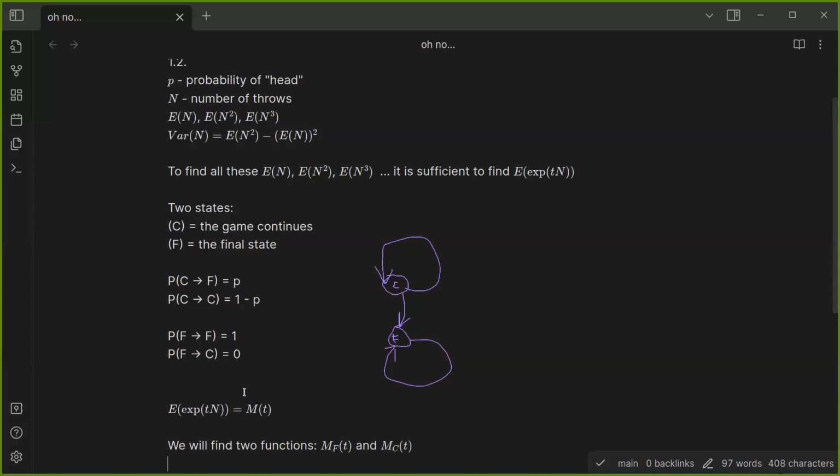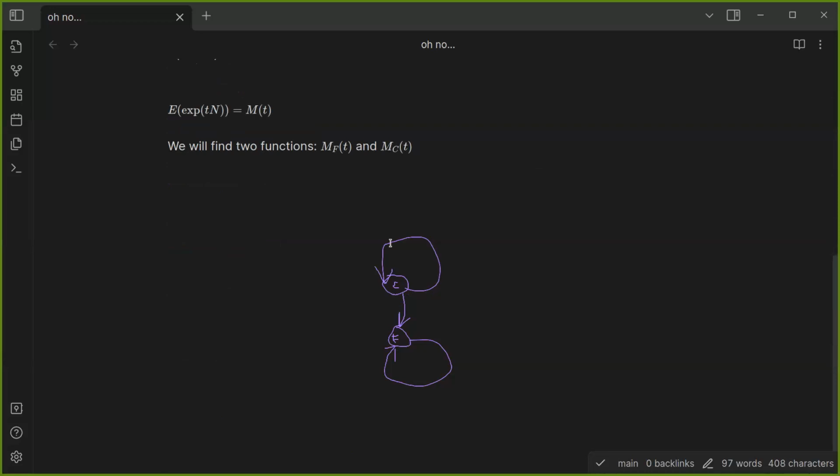So once again, what are these values? How may I remove this drawing? Annotate, eraser. Okay, this.